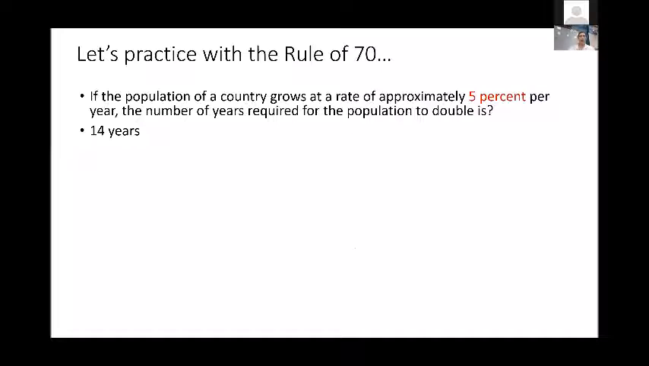If the population of a country grows at a rate of approximately 5% per year, the number of years required for the population to double is 14 years. Now, this is a problem where you have to apply the rule of 70. So how do I know that it's going to take 14 years for this country's population to double? So remember the rule of 70, 70 divided by the rate, that equals doubling time. So here they give me the percent. So 70 divided by 5, that is 14 years.